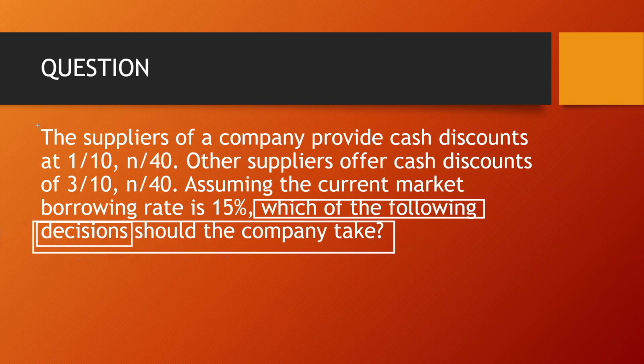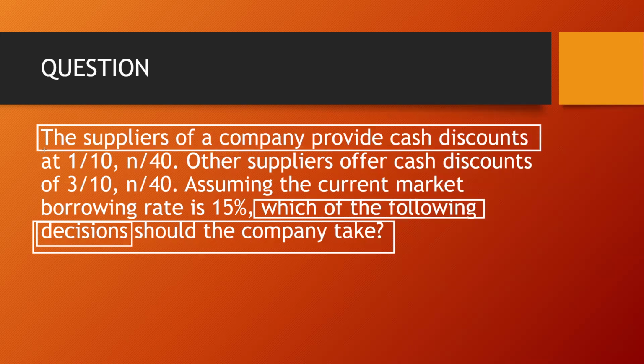In the question, the supplier of the company provides a cash discount at 1/10, n/40. This is the terms they give, and the other supplier offers cash discounts of 3/10, n/40. Assume the current market borrowing rate is 15%. If you borrow money from the bank or someone in the market, you need to pay 15%. So if I'm not wrong, they're asking whether you need to accept the cash discount or not. Yeah, but the question is a little bit tricky.